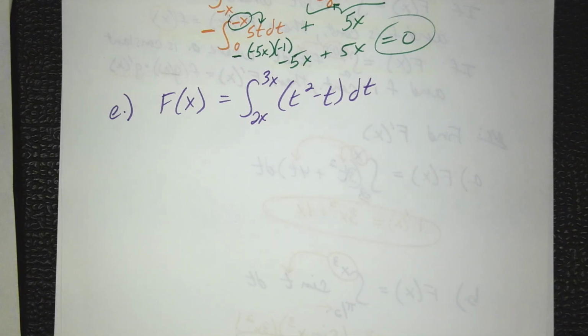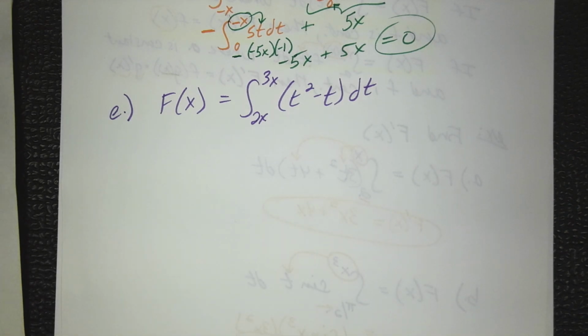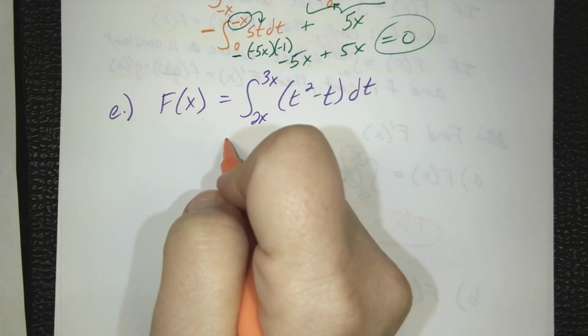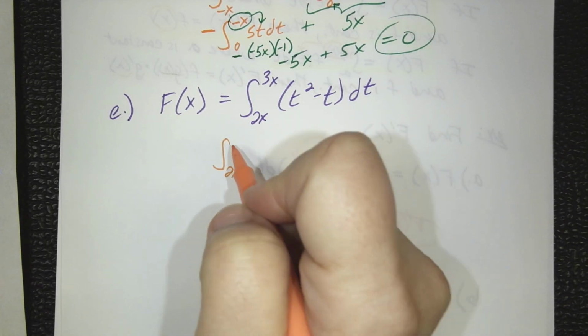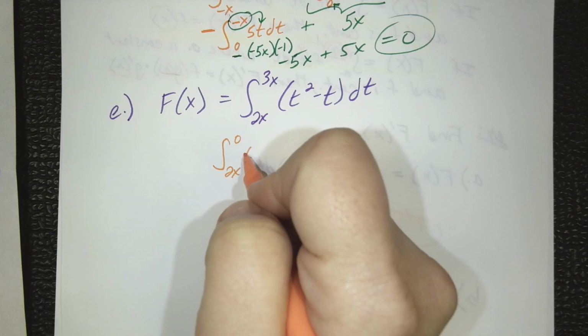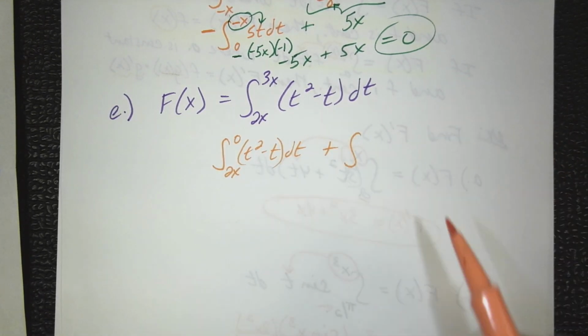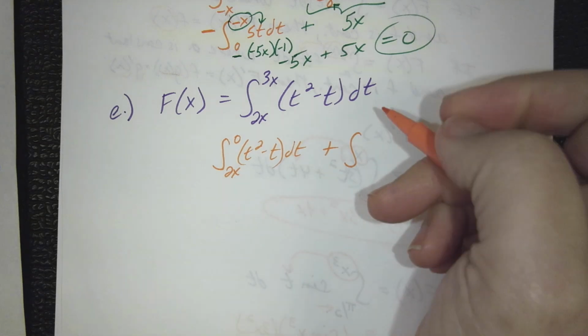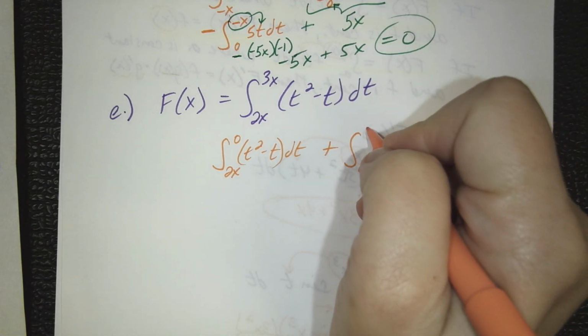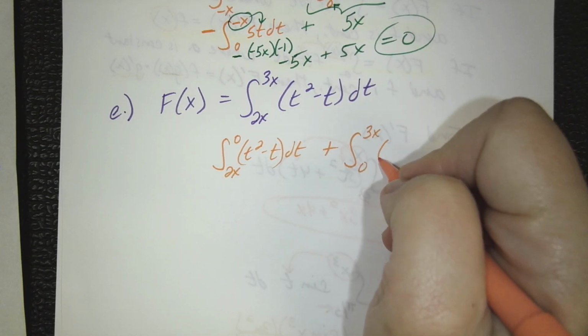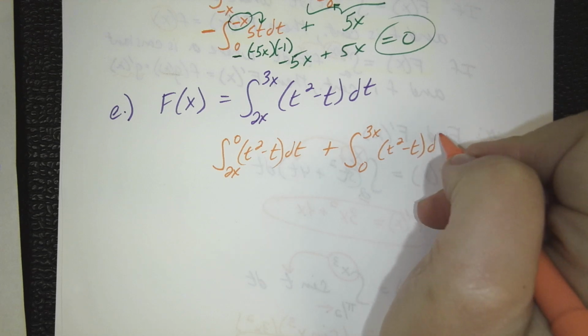What number can go between 2x and 3x? It doesn't matter. I like 0. Why 0? Because 0 is easy. Just pick 0. So we're going to rewrite this as 2x to 0 of t squared minus t dt plus, what would I write my other integral? 0 to 3x of t squared minus t dt.